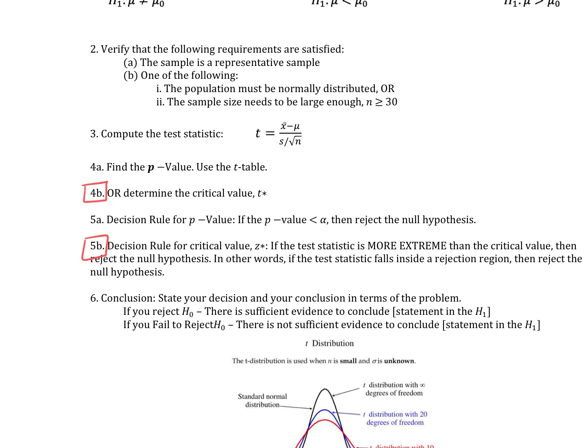Because the p-value is harder to find, and I don't have a table for you like I do with the z-table. So we're just going to use the test statistic instead. It gives you the same answer no matter which way you do it. And then the conclusion is going to be the same that it was with proportions.